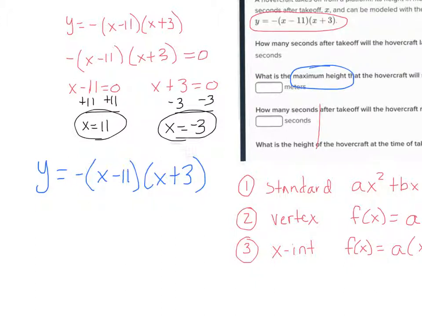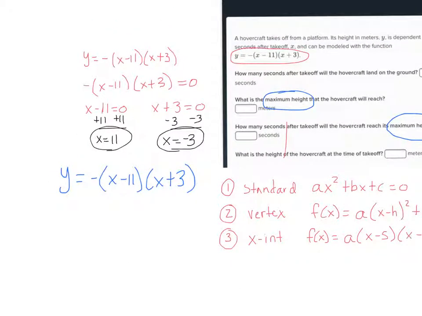So if I want to find the vertex of this equation right here, I don't know how to find the vertex when it's in x-intercept form. I can find the vertex when it's in standard form, right? So if it were in standard form, I could find the vertex. If it were in vertex form, I could find the vertex. But when it's in x-intercept form, there's not a formula for the vertex.